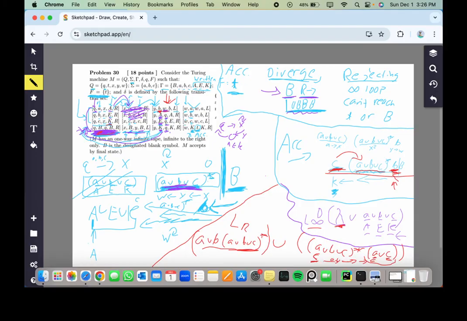Wait, can't this diverge? Okay, technically it could, but that's only if you took the blank path, in the sense that, actually, let's go through that. A or B, right? A or B, then goes to state X. Actually, that might actually diverge.